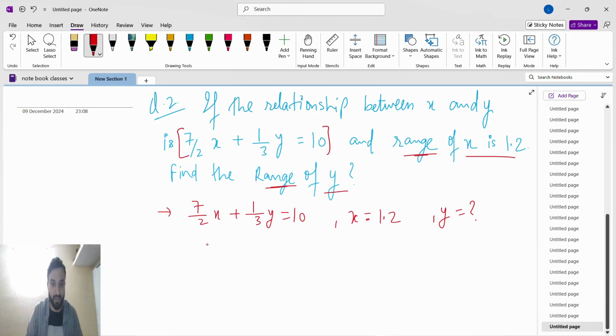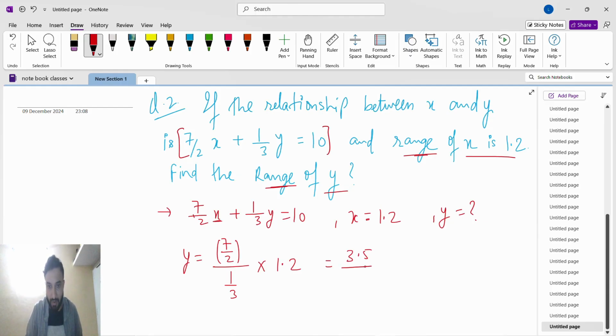So what does this mean? Yes, dispersion formula. So y is equal to the coefficient of x, 7 by 2, divided by the coefficient of y, 1 by 3. We know the coefficient means the number with the variable. So 7 by 2 into the x value, 1.2. Directly, the numerator is 7 by 2, so 7 divided by 2 is 3.5.